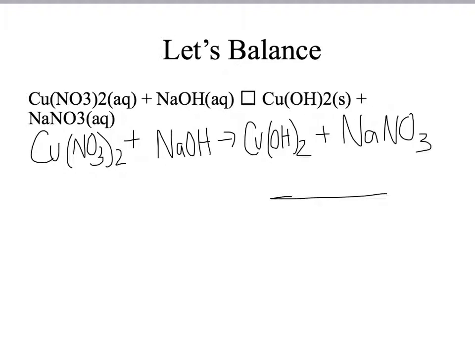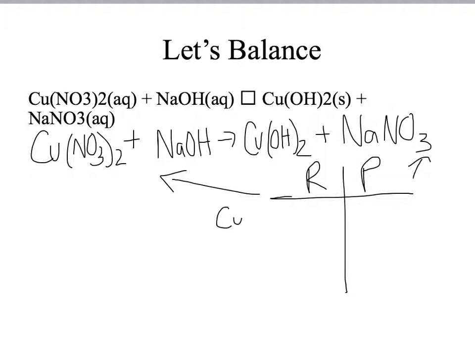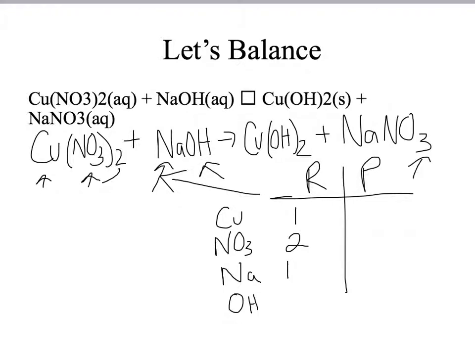So now that I have that, I'm going to make a RIP chart. So I'll put it over here. Our reactants, P products. So everything on the reactant side is on this side of the arrow, and this is on the other side. So I'm going to just make a list of my stuff. I have copper. I have nitrate. NO3 stays together. I have Na, and I have OH. We're going to keep that together too. So right here for copper, I have 1. Right here for nitrate, because of that, I have 2. Right here for Na, I have 1. And OH right here, I have 1.